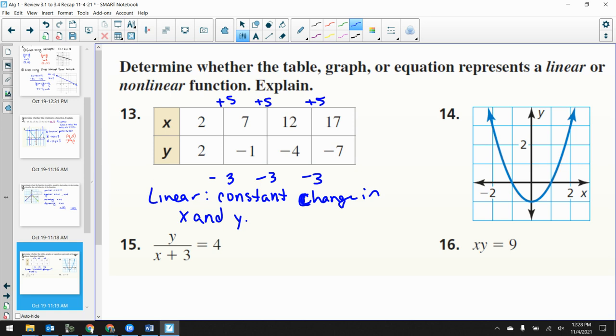Okay, easiest question of the day. Is this a straight line? No, it's not linear. Okay. Not linear. Non-linear. See, because of that.